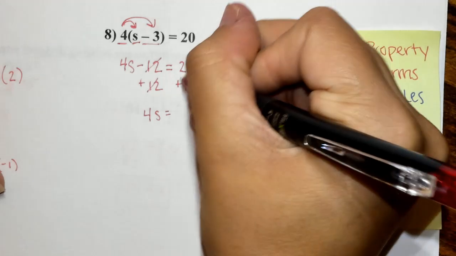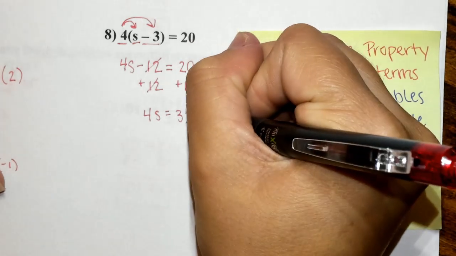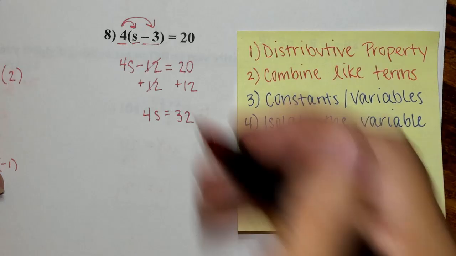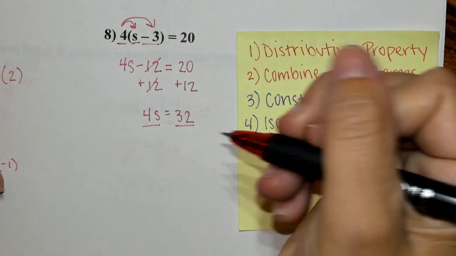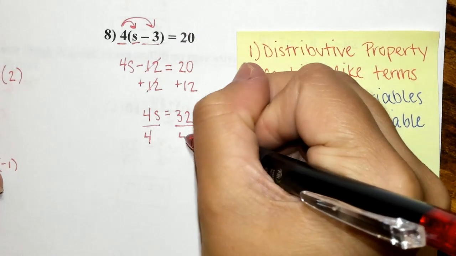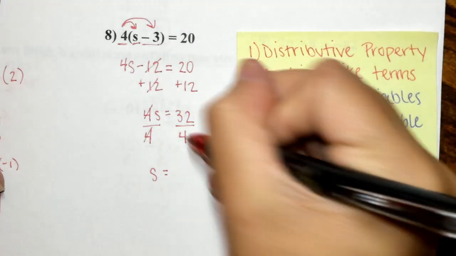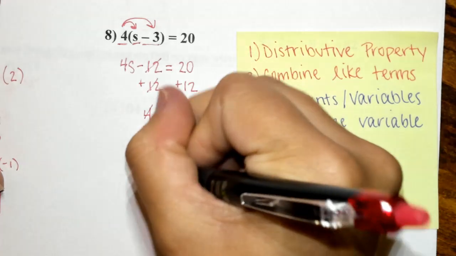4s equals 20 plus 12 is 32. And 4 is being multiplied by s to isolate the variable. We undo that multiplication by dividing. What I do on one side, I do on the other side. 4 divided by 4 is 1, and 1s is just s. 32 divided by 4 is 8.